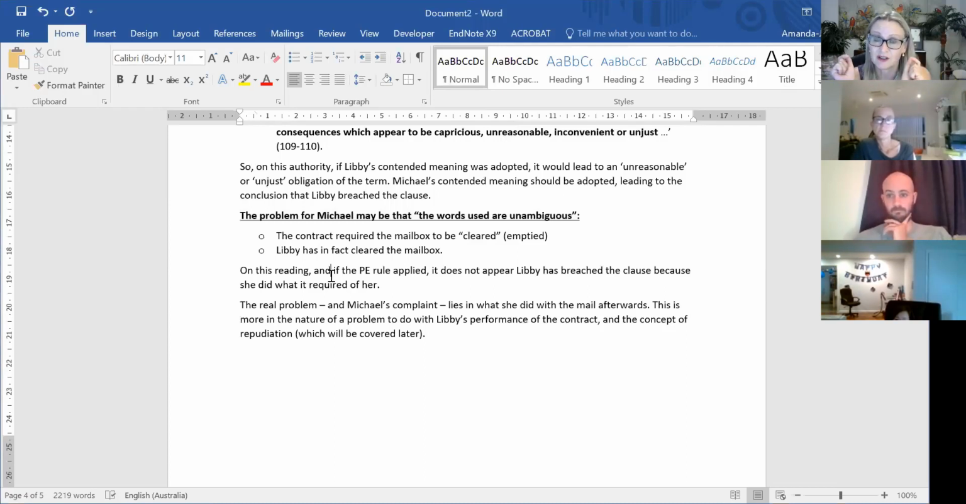Okay, she did clear the mailbox. All right, so on that tactic, I think she would have a good case to argue that there was no breach. Okay, that is if they were stuck with the plain meaning of the words and the parole evidence rule stopped Michael from leading any extrinsic evidence to show that the clause meant something else. Okay? That's just the first cab off the rank.